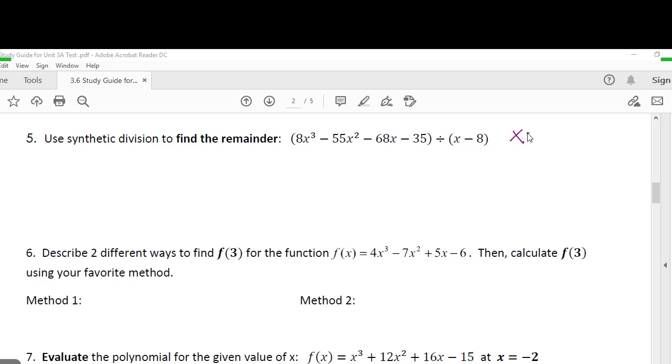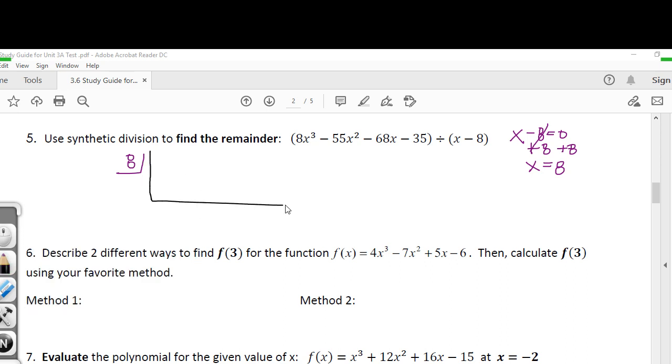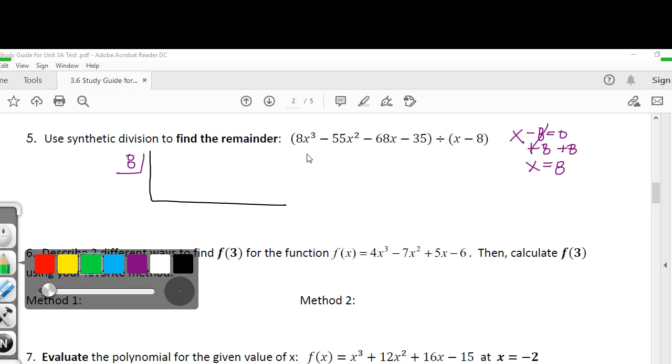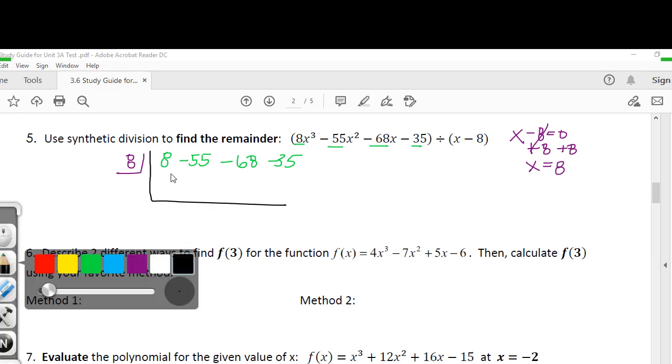So I'm going to find that box number, x minus 8 equals 0, add 8 to both sides. So x equals a positive 8. So go put that in my box. Then I'm going to go find my coefficients, make sure that I have all of them. So I have cube, square, 1, none. So I'm going to 8, negative 55, negative 68, negative 35. I'm going to drop my first number, which is 8.